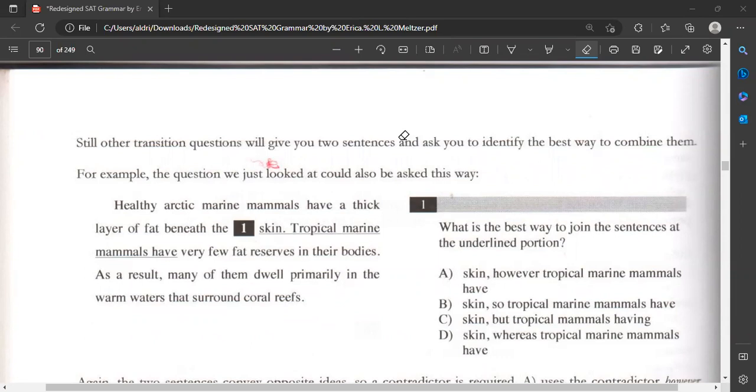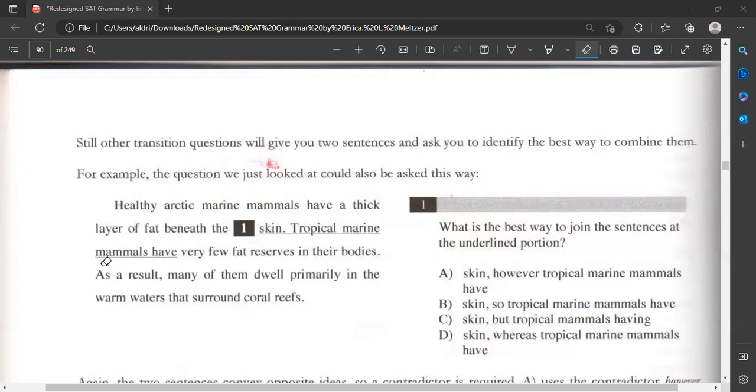Okay, so it says, healthy Arctic marine mammals have a thick layer of fat beneath the skin. Okay, so these are healthy Arctic marine mammals. Excuse me, they have a thick layer of fat beneath the skin. What's the best way to join the sentences at the underlined portion?